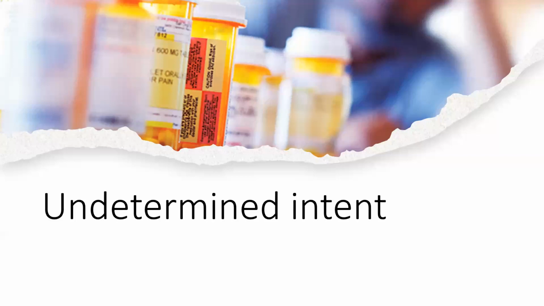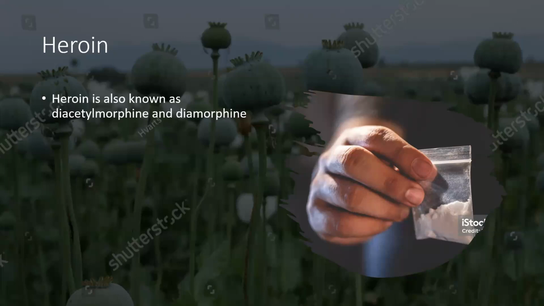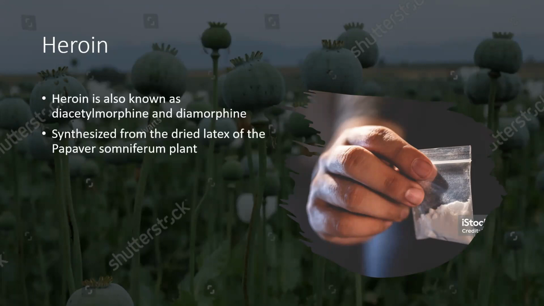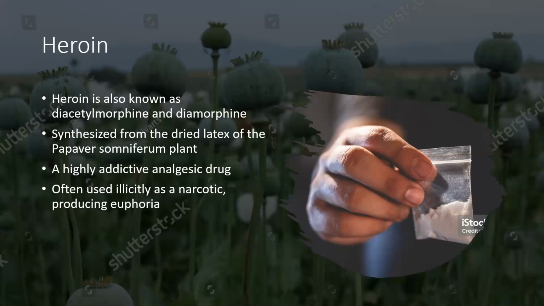Now we will discuss some of the common drugs involved in poisoning. Heroin. Heroin is also known as diacetylmorphine and diamorphine. Synthesized from dried latex of the Papaver somniferum plant, it is a highly addictive analgesic drug, often used illicitly as a narcotic producing euphoria. Heroin is a hallucinogen or psychodysleptic.